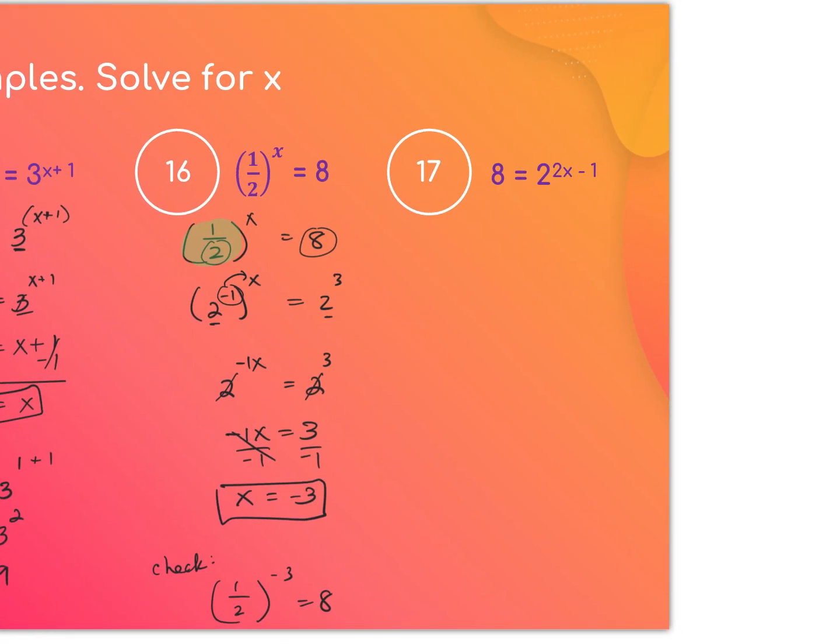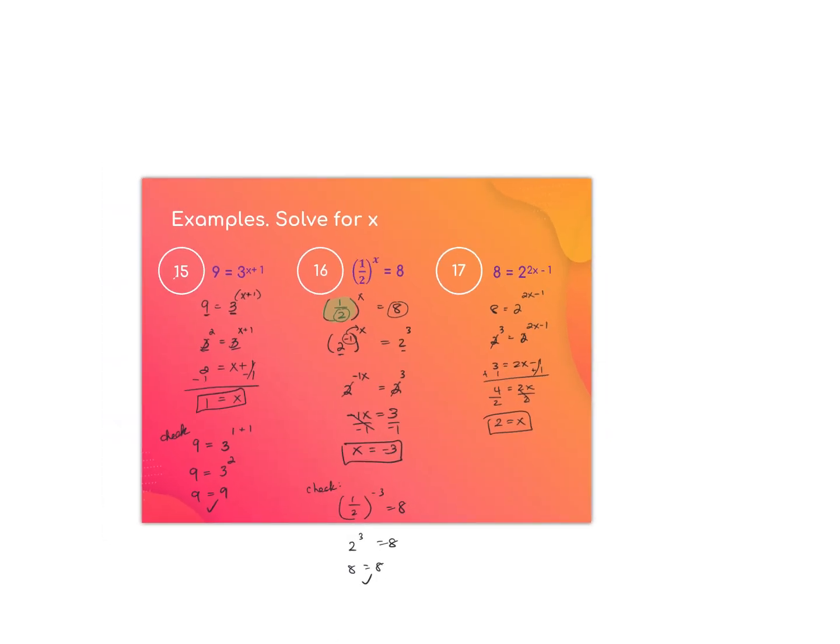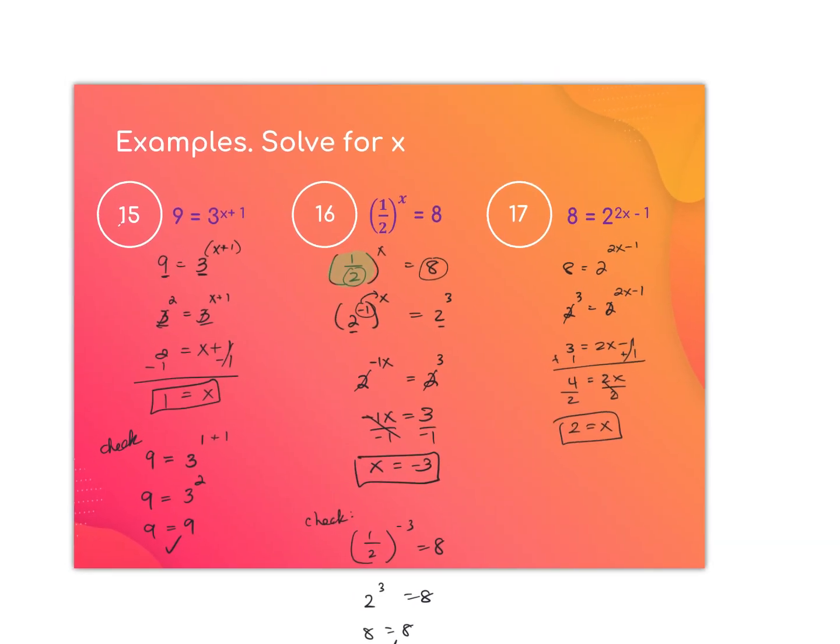This one's a little bit easier, right? So we have 8 equals 2 to the 2x minus 1 power. 8, I can convert that to 2 to the 3rd equals 2 to the 2x minus 1 power because my bases are the same. I do 3 equals 2x minus 1. And then I'm just going to do the math to solve for x in here. So I divide by 2, and I'm going to get that x equals 2. And there's the solution. So that's the application of the property.